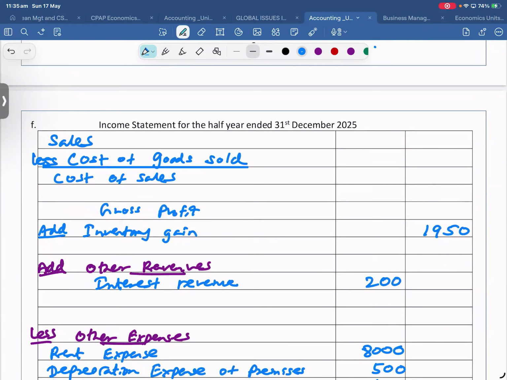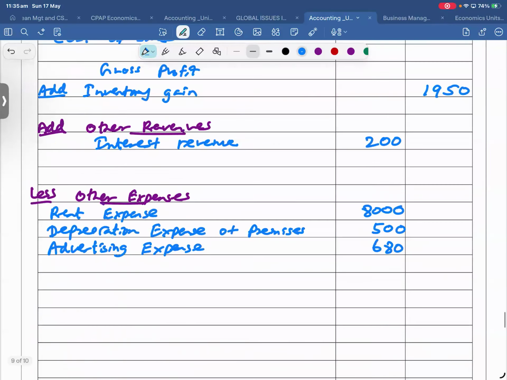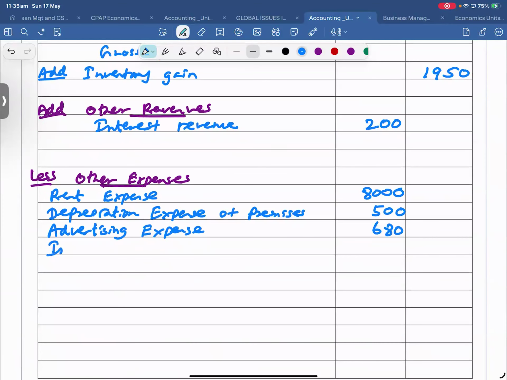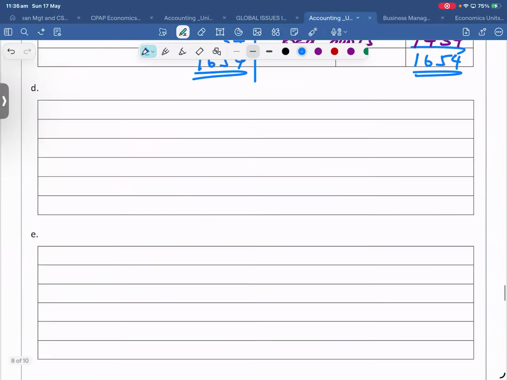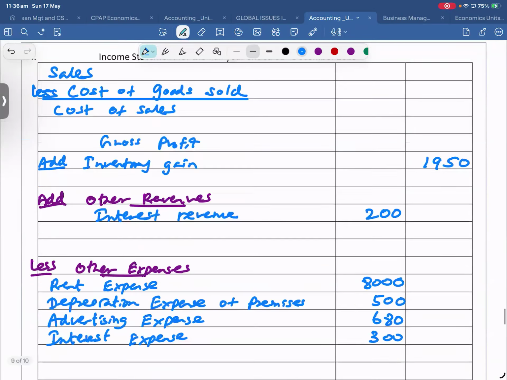Then guys, next one. Accrued electricity is a liability, a current liability. We don't do it because we are doing only the assets section in the balance sheet. Interest expense, another expense, 300. And next one is insurance expense 2600.